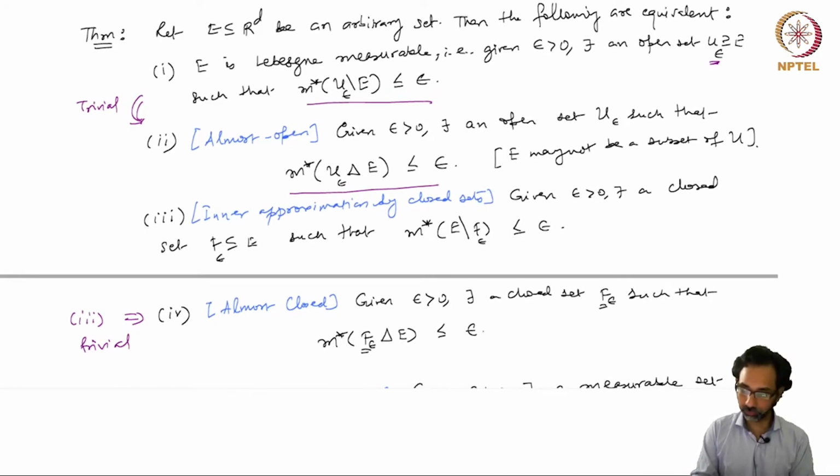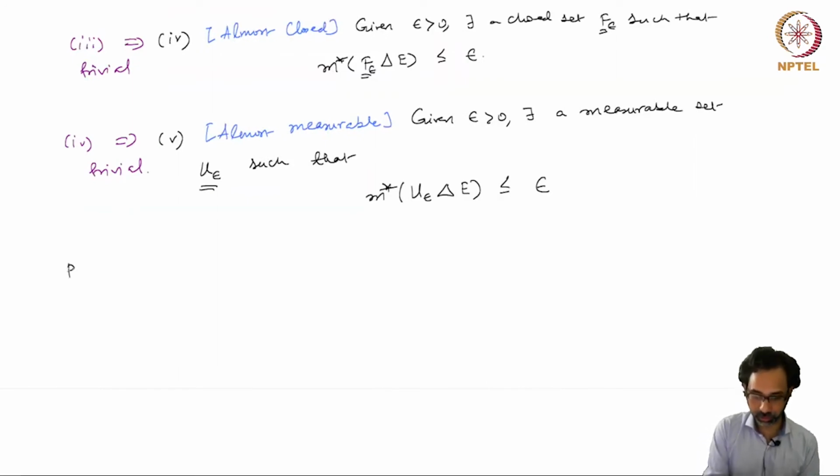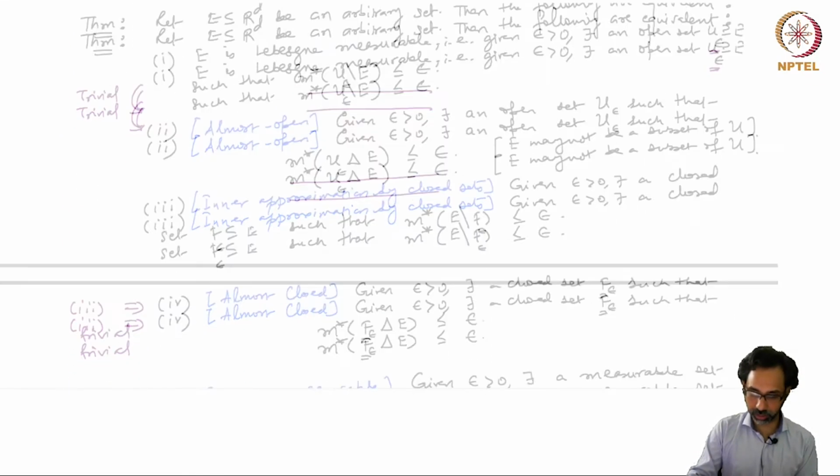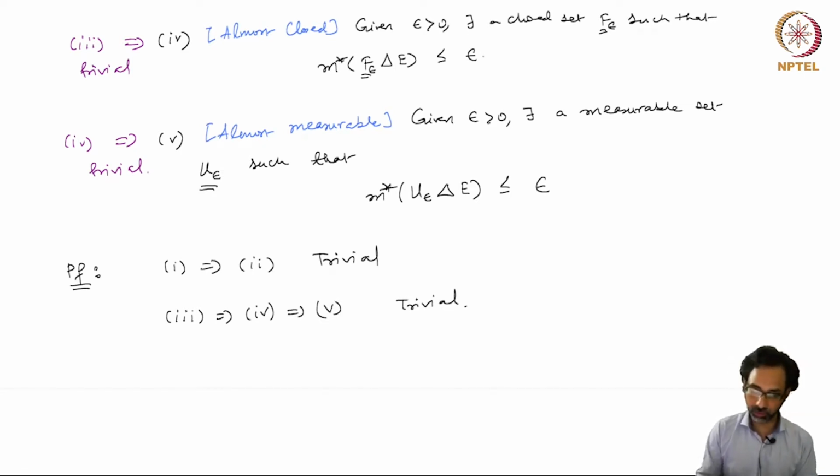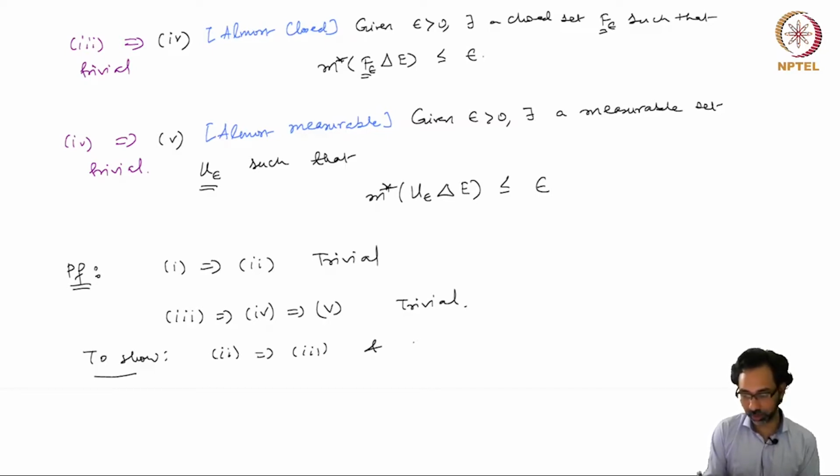So let me note down these remarks. 1 implies 2 is trivial. Then we have 3 implies 4 is trivial, and 4 implies 5. These are also trivial. So one just has to show that 2 implies 3 and 5 implies 1. Then we will be done.